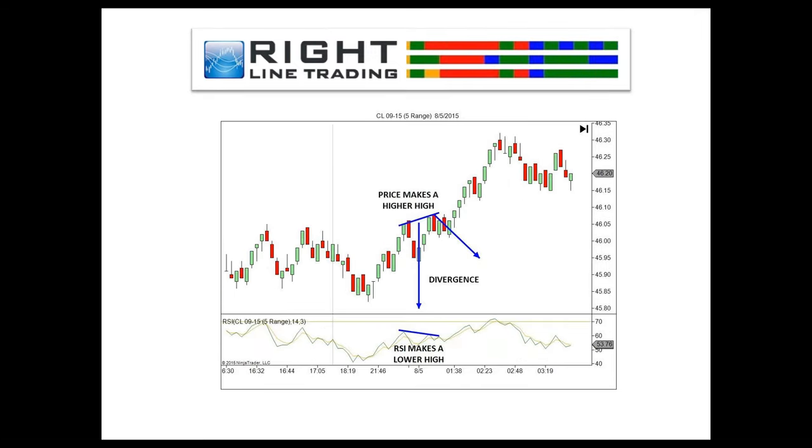Another group of traders look at an overbought signal as an opportunity to go short. And what they do is they look for divergence, where relative strength makes a lower high and price makes a higher high. And with that signal, they look to reverse the market and take it in the opposite direction.